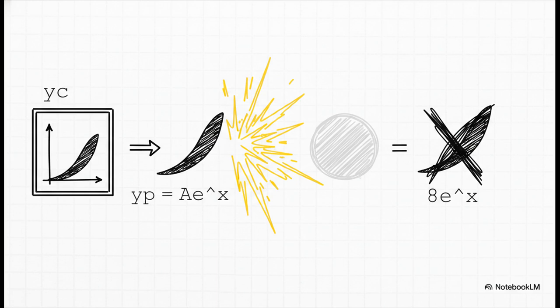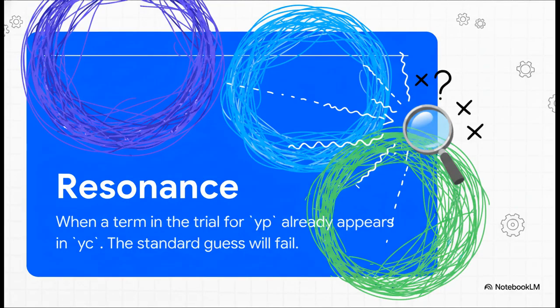Our guess has failed. This situation has a name. It's called resonance. It's what happens when there's that critical overlap between your trial yp and the complementary solution yc. You know, in physics, it's like pushing a swing at its natural frequency. The response just goes wild. Here in the math, it means our standard guessing method just completely falls apart.